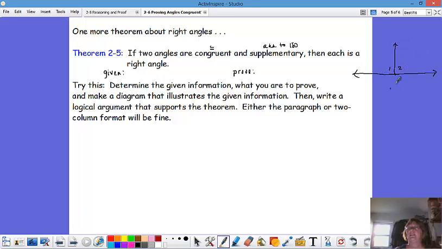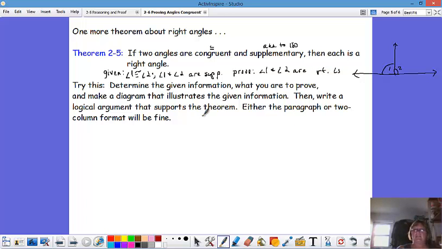And two angles, 1 and 2, that according to the statement have to be congruent. So they have to have an arc mark here, because angle 1 is equal to angle 2. They have to add up to 180, and I covered that with my line there. The given information is that angle 1 is congruent to angle 2. Also, angle 1 and angle 2 are supplementary. What we have to prove then is that angle 1 and angle 2 are right angles.